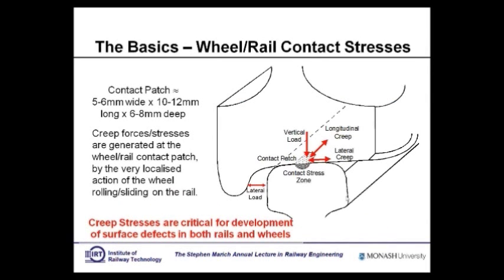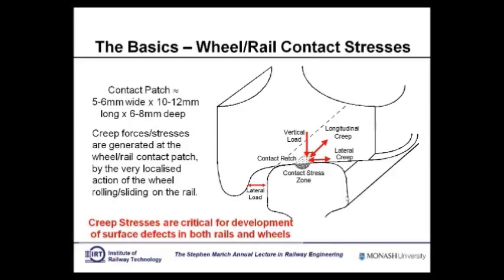Okay, wheel rail contact stresses. This is another one. Now I take great pride in saying that I've spent almost 44 years examining and trying to control something that is about 5 to 6 millimeters wide, about 10 to 12 millimeters long, and has an active depth of about 6 or 8 millimeters. So you've got this little contact patch here that every wheel makes.